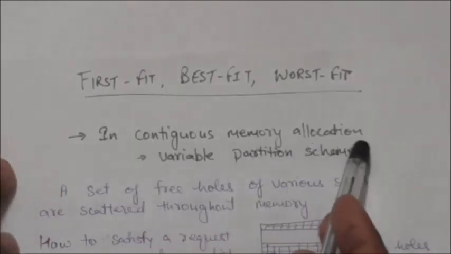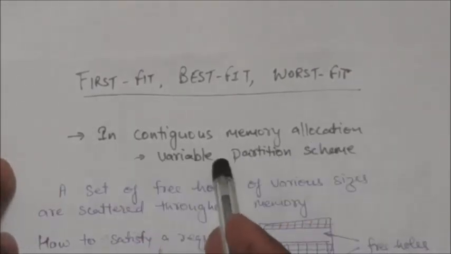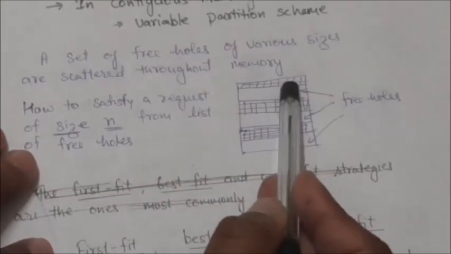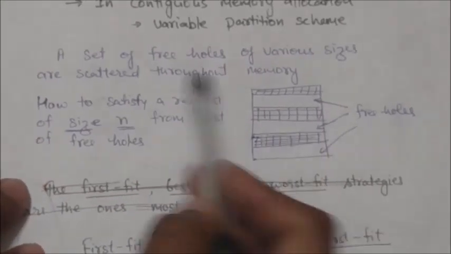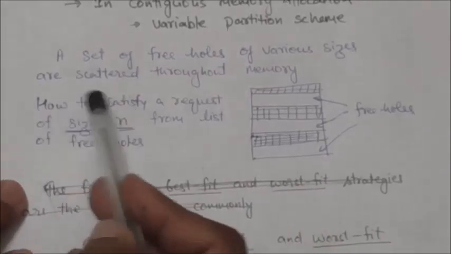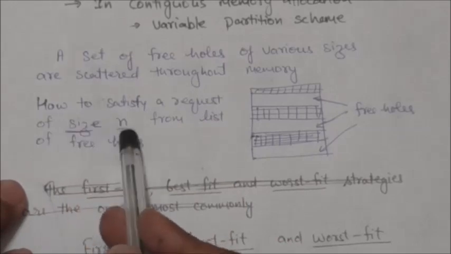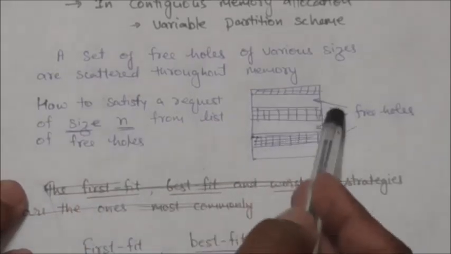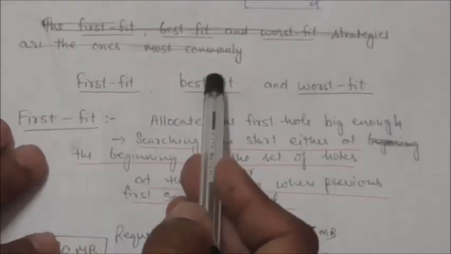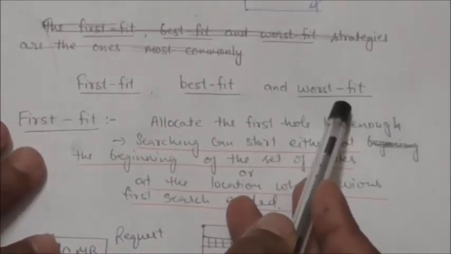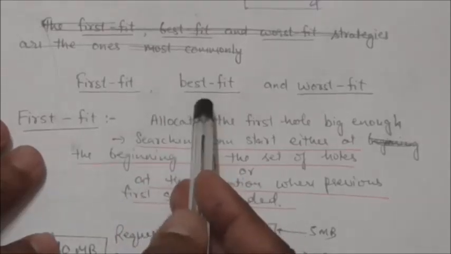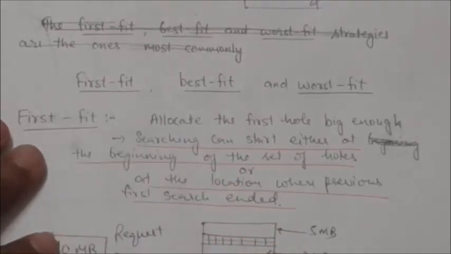In contiguous memory allocation, when the variable partition scheme is implemented, a set of free holes of various sizes are scattered throughout memory. Now we have a problem: how to satisfy a request of size n from the list of free holes. First fit, best fit and worst fit are the most commonly used strategies to select a free hole from a list of available holes.